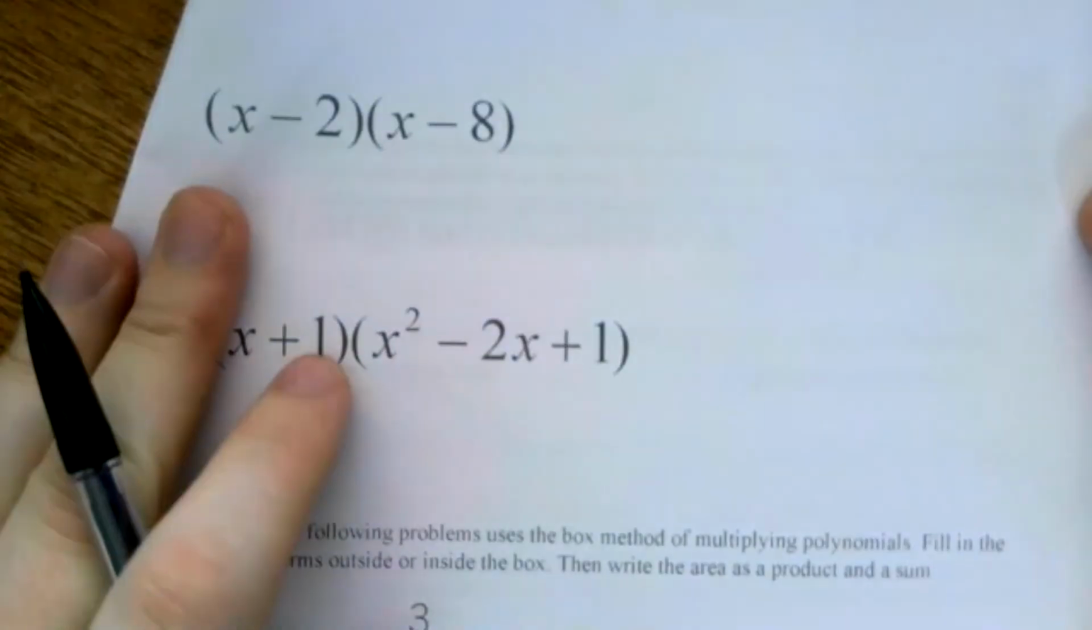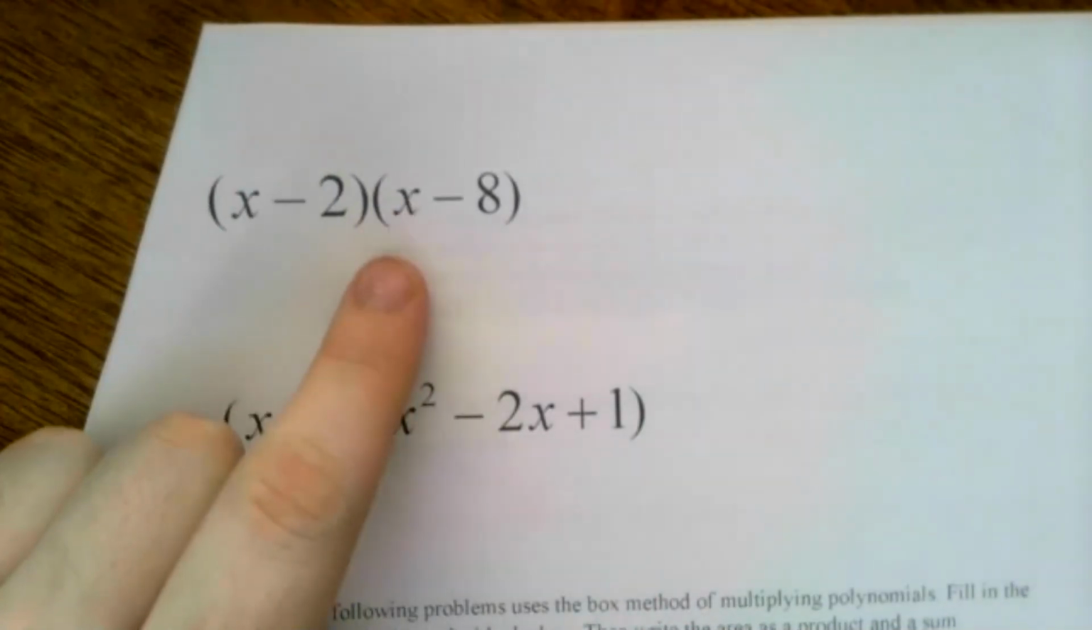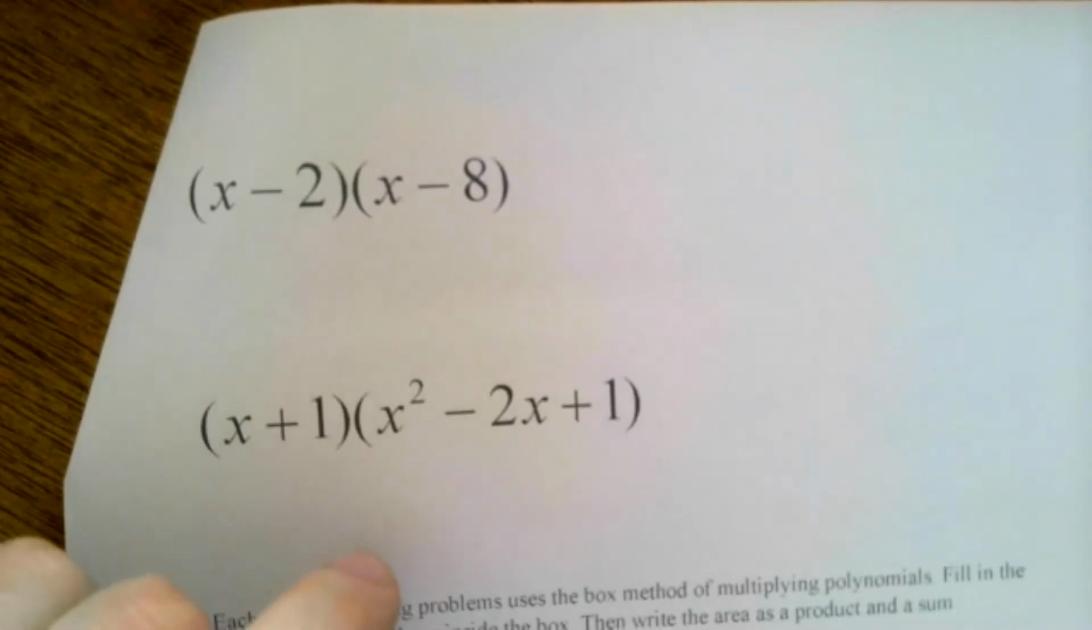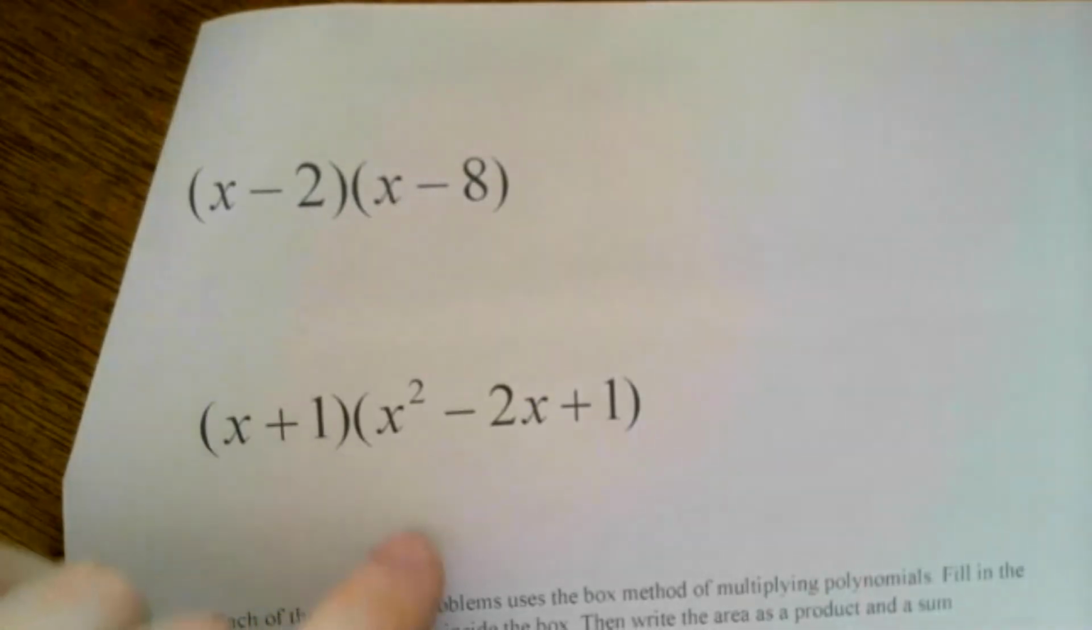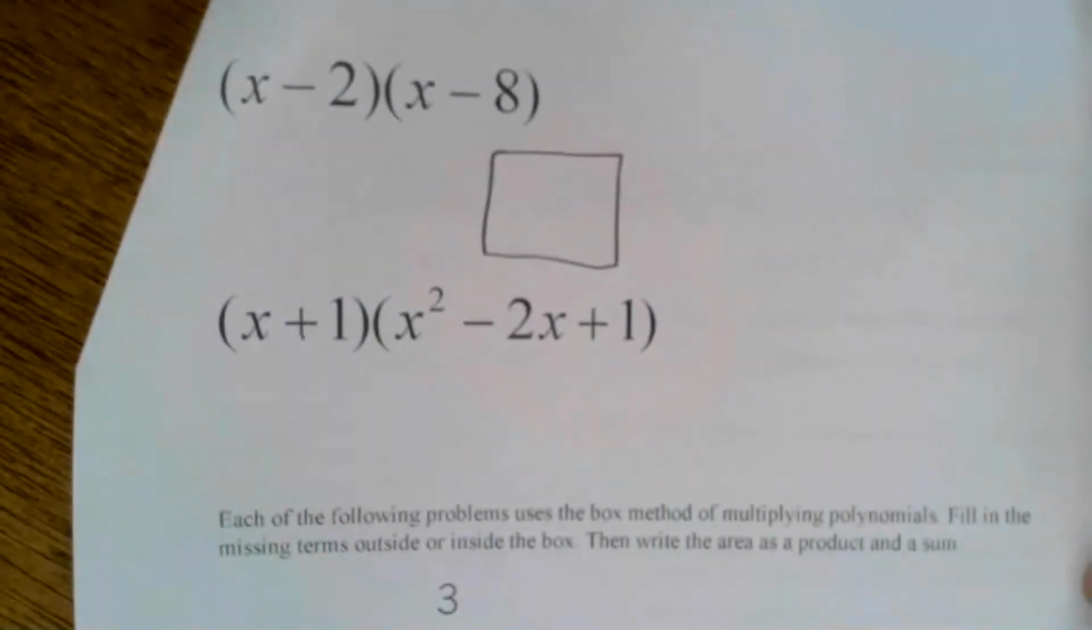Okay, so this first one here, what method do we want to solve this with? Do we want to do the first, the second, or the third method? So the box, the FOIL, or the distributive method? Box. Sure, so let's do the box method. That's fine. All of them will work. So let's make a box. And what size is my box going to be? 2 by 2. 2 by 2, right? Because I have 2 terms and 2 terms.